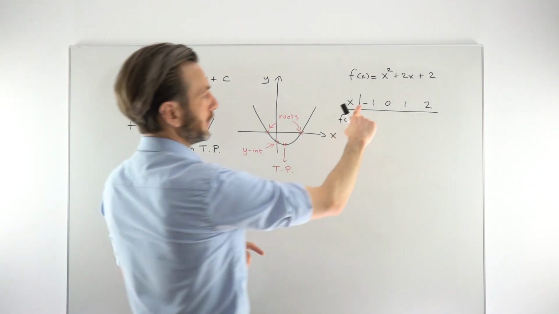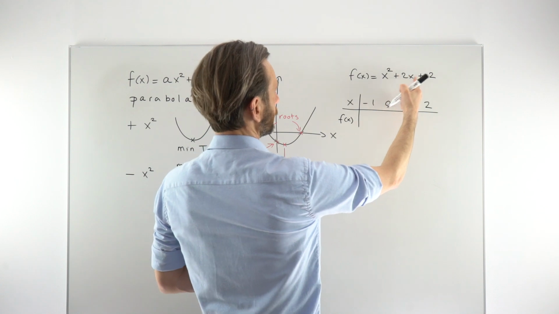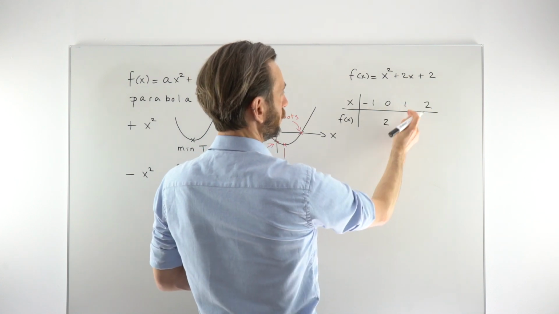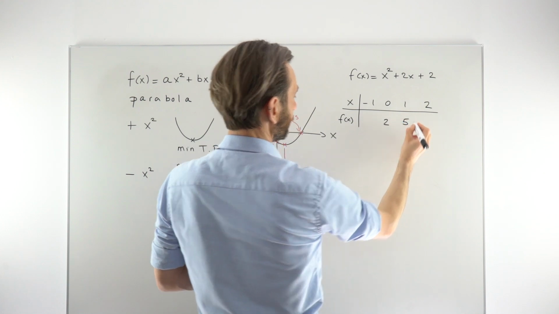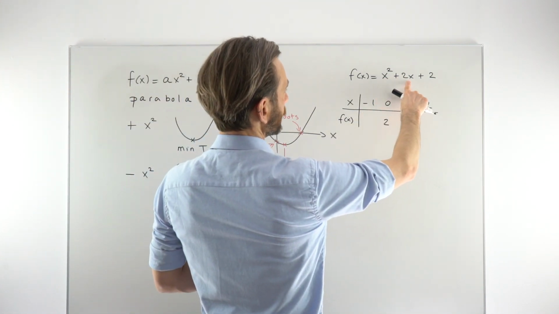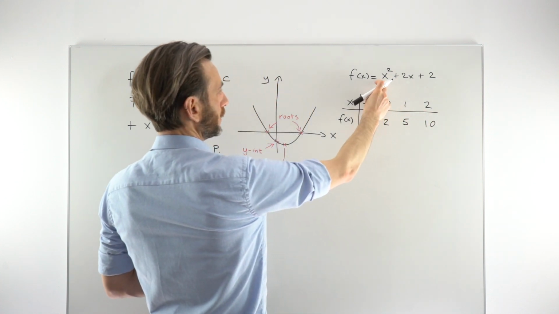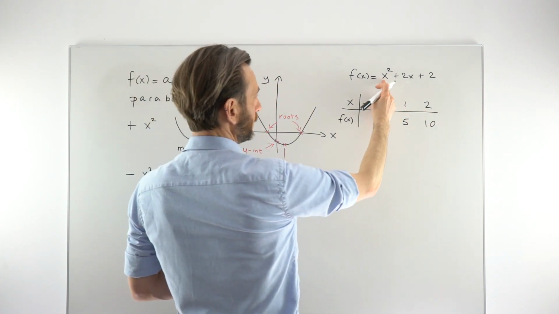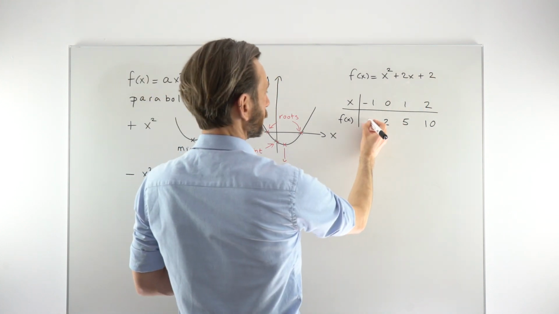So just putting those numbers into the function. Starting with 0, which is quite easy, 0, 0, 2, so we would get an output of 2. Looking at the 1, we would get 1, 2, and 2, which totals up to 5. And then for the 2, we would get 4, 4, which is 8, plus 2 is 10. For the minus 1, we get 1, because minus 1 squared is 1, minus 2 plus 2, the minus 2 and the plus 2 cancel, and we just get 1.